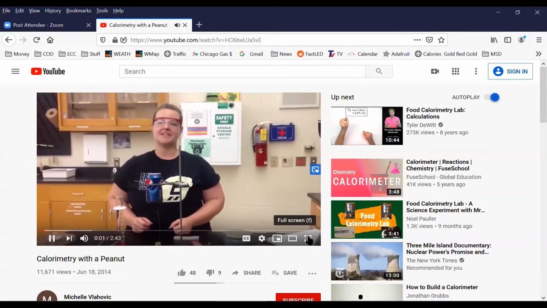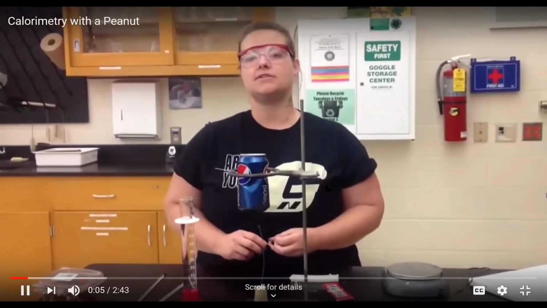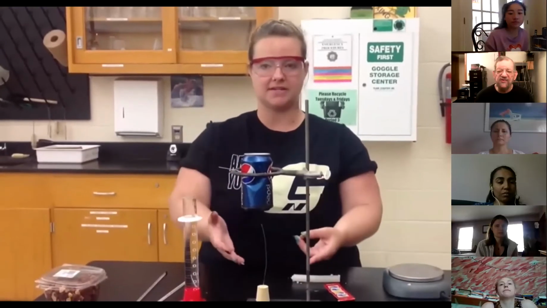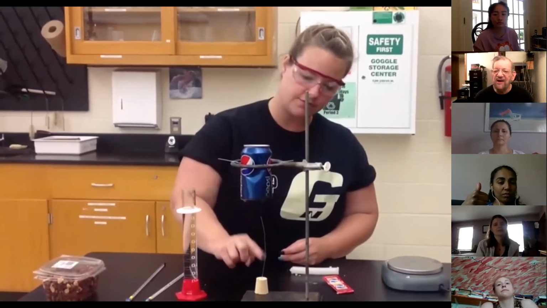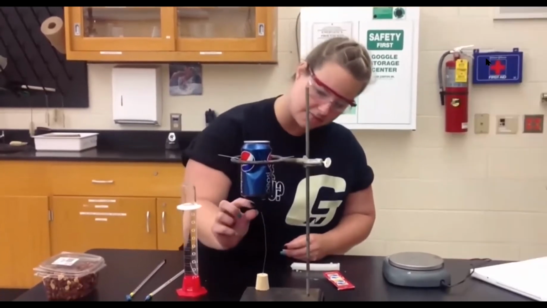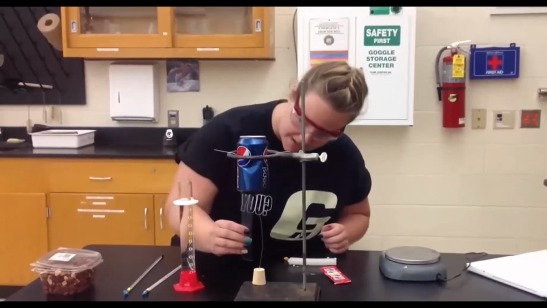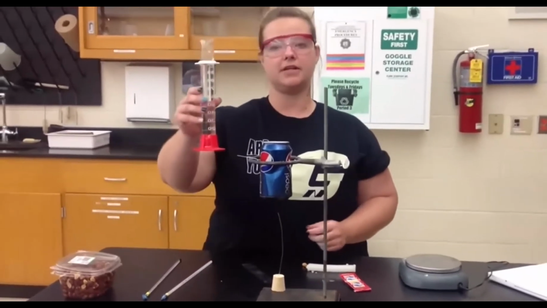I'm going to be conducting the calorimetry lab with a peanut. The first thing you need to do is read through your lab and make sure that your setup looks like this. Make sure also that your food source is measured out as being only 3 centimeters away from the base of your can. So make sure to measure that. You're going to need 100 milliliters of water.